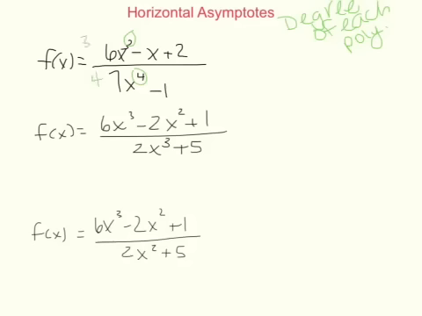So the rule is, if the degree is bigger on the bottom, which this is, then your horizontal asymptote is at y equals 0. One way we can write this is, bigger on bottom, 0. So this horizontal asymptote is at y equals 0. Bigger on bottom, then it's 0.